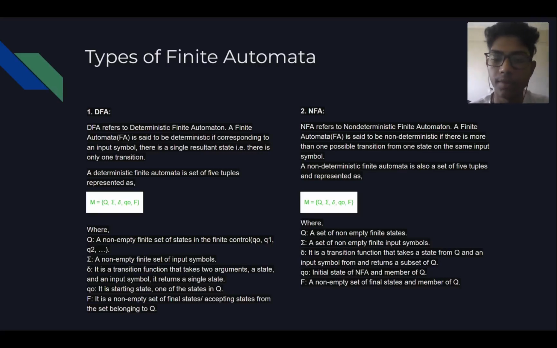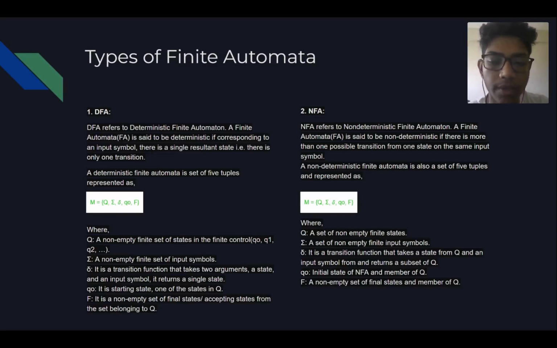There are two types of finite automata, DFA and NFA. DFA refers to deterministic finite automata. A finite automata FA is said to be deterministic if corresponding to an input symbol there is a single resultant state, that is, there is only one transition.